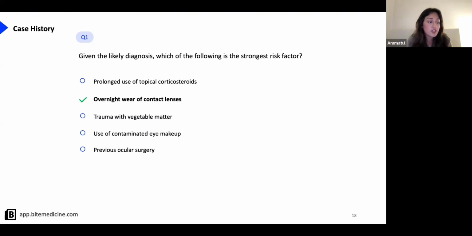Trauma with vegetable matter is more commonly associated with fungal keratitis. Use of contaminated eye makeup can lead to bacterial infection. However, it's less likely to cause corneal ulceration without contact lens wear. Previous ocular surgery is a risk factor, however, is not as strong as contact lens use overnight.